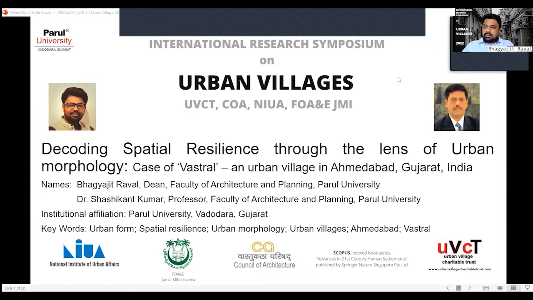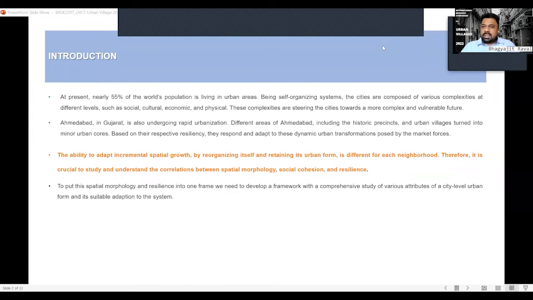The title of my paper is Decoding Spatial Resilience through the lens of urban morphology. I have chosen the case of Vastral, which is an urban village in Ahmedabad, in the state of Gujarat. This is part of my doctoral studies along with my guide, Professor Dr. Shyama. So this is a paper that I am going to present. So this is an introduction.